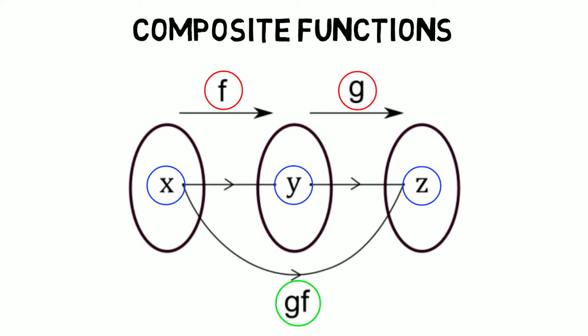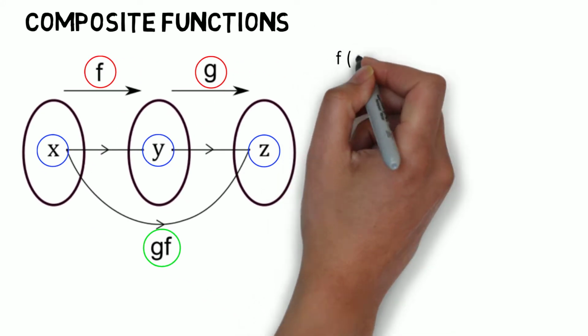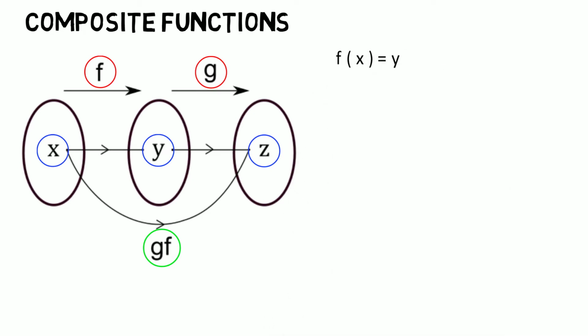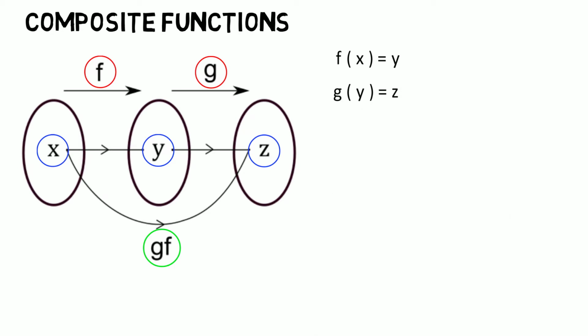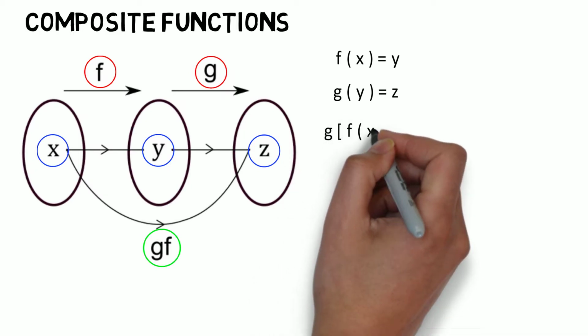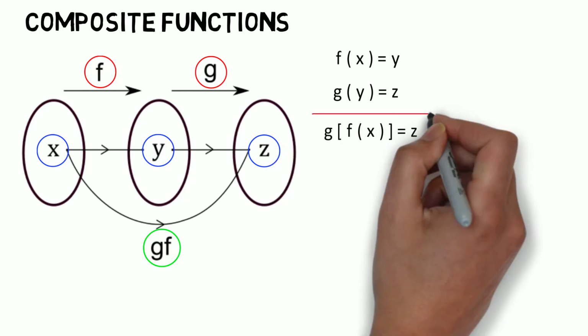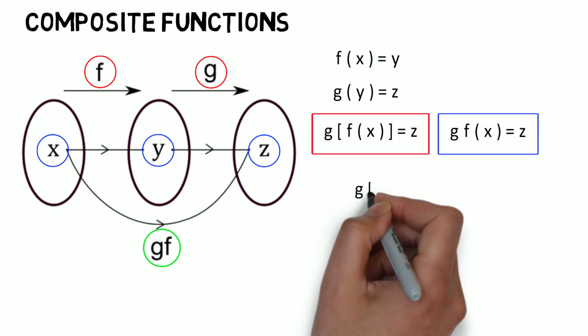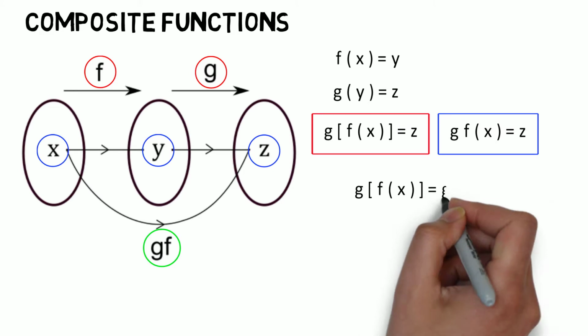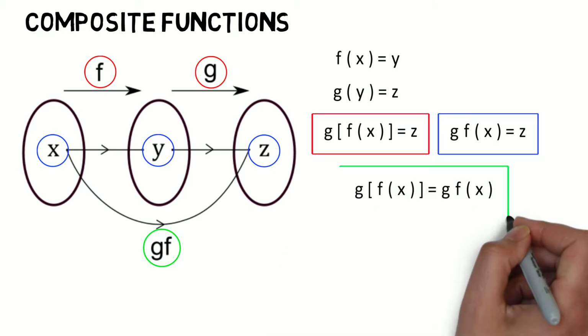Based on the diagram, we can conclude that function f(x) is equal to y and function g(y) is equal to z. Since y equals function f(x), function g(y) can also be written as function g with object f(x) is equal to z. From the diagram, the composite function gf with object x is equal to z. Hence, we can conclude that function g with object f(x) is equal to function gf with object x.